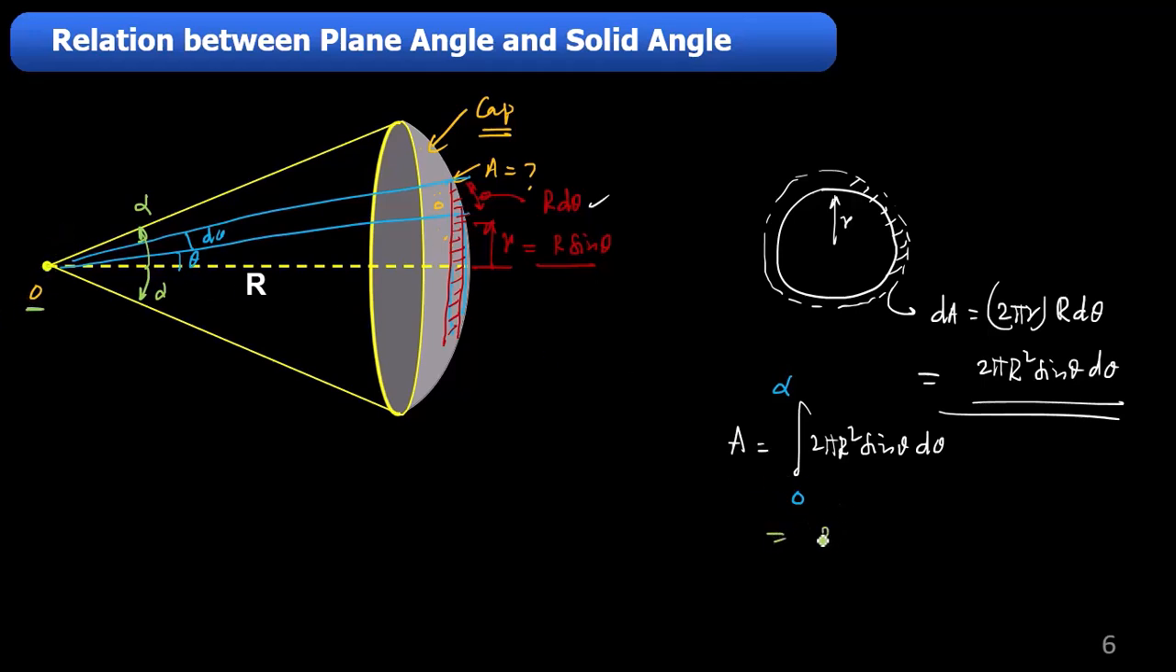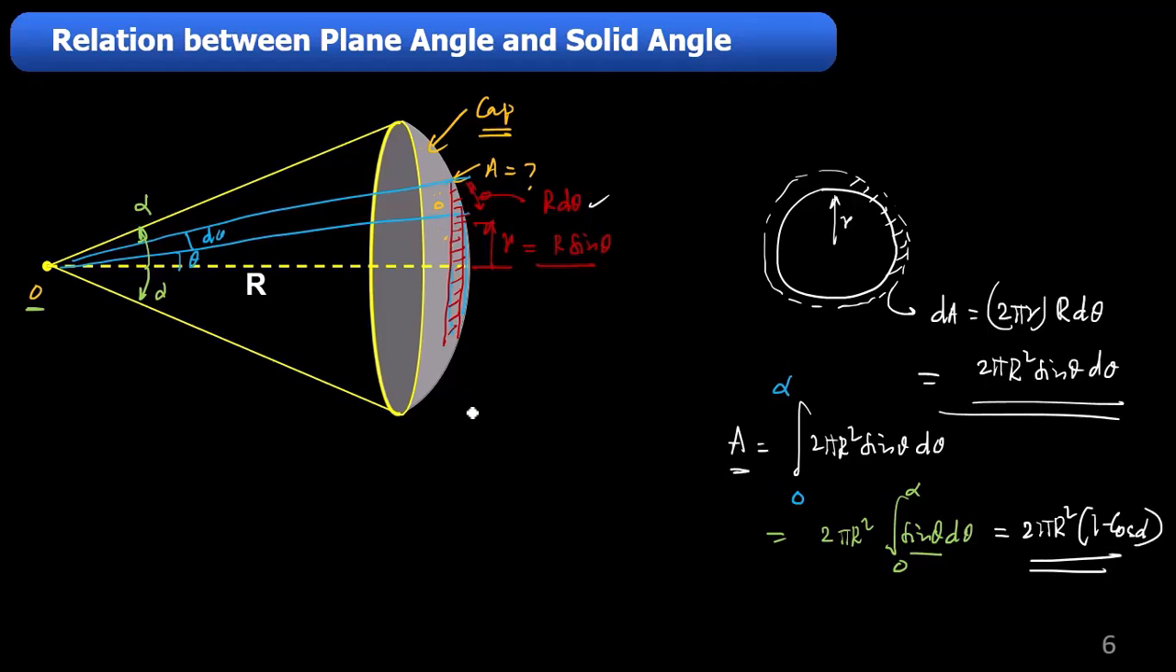If I integrate it, 2 pi R square comes outside the integration of sine theta d theta. The integration of sine theta d theta is minus cos theta. So the integration will give the value cos 0 minus cos alpha, that means 1 minus cos alpha. Once I do the integration, I get the answer as 2 pi R square into 1 minus cos alpha. That is the area A.